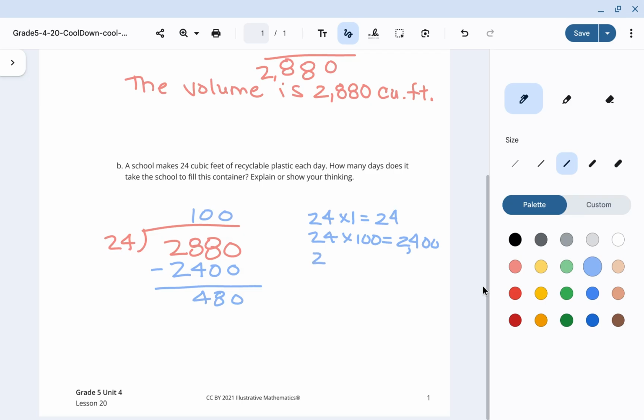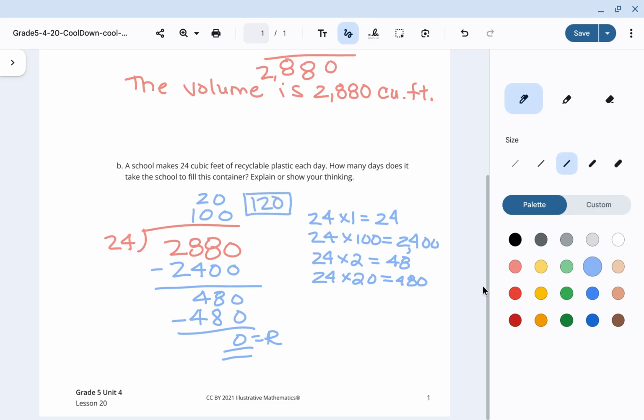Well, if I know that 24 times 2 equals 48, I also know that 24 times 20 would be that 48 with a 0, which is exactly the amount of dividend I still have to share. So I'm now going to take 20 groups of 24, which is going to use all 480. 480 subtracted from 480 is going to give us 0. We don't have any remainder, but we do have an answer of what? We have an answer of 120.